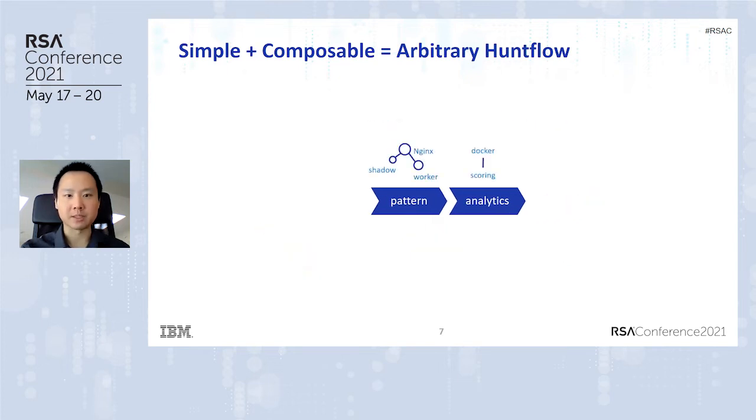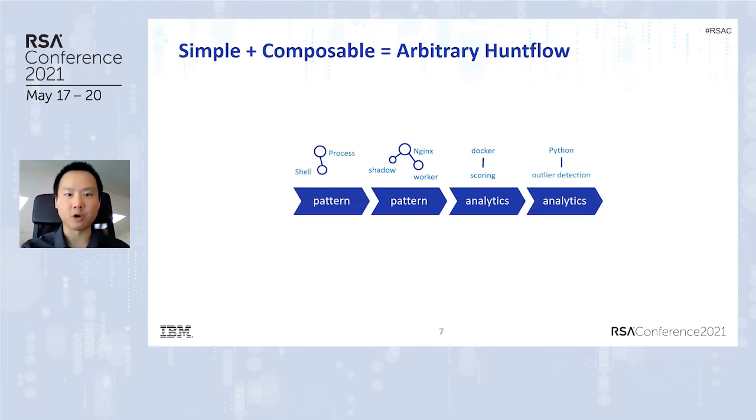We can describe the pattern in a graph and execute the analytics in a Docker container. That's our first simple hunt flow. We can extend it to have a pattern before our old one. So the worker process in the second pattern is not matched against any processes on the host, but against a list of pre-matched processes from the first pattern. Of course, we can pipe an outlier detection analytics after our first analytics.